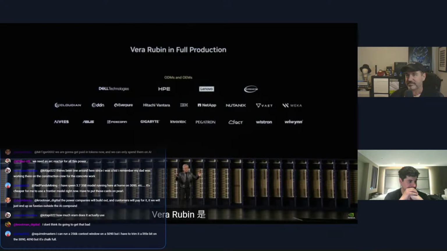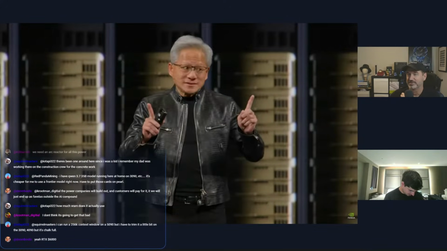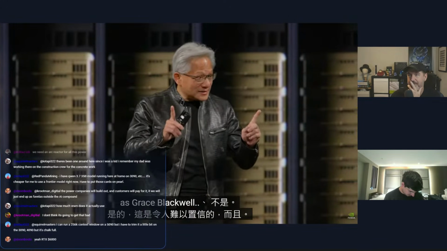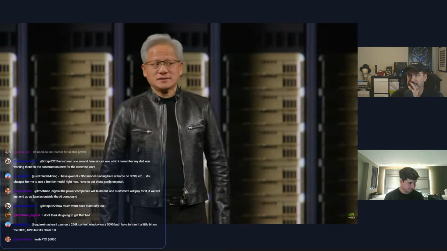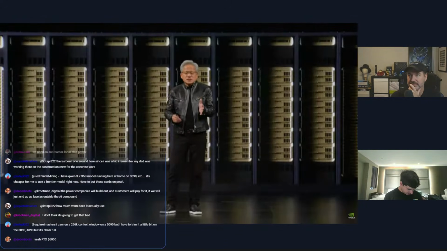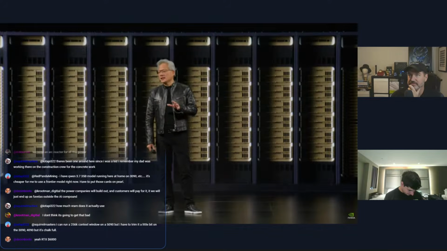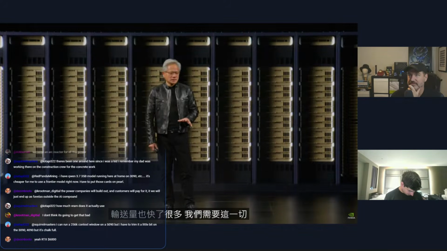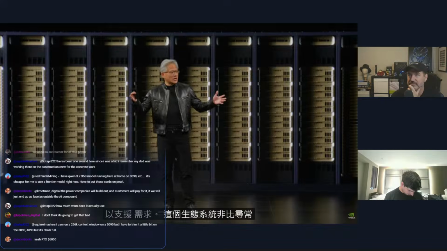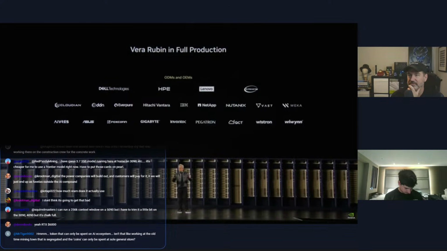The supply chain we created for Vera Rubin is twice as large as Grace Blackwell. It's coming. It's incredible. And what used to take 2 hours to assemble one Grace Blackwell rack now only takes 5 minutes. So not only is the capacity higher, the throughput is a lot faster, and we need it all to support the demand. This ecosystem is extraordinary. Millions of square feet has been put online to support Grace Blackwell and preparing now, ramping up now, Vera Rubin.